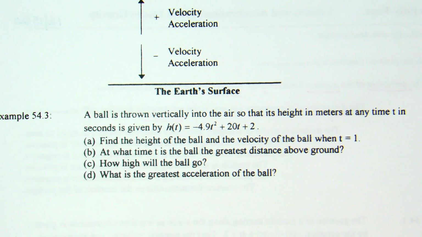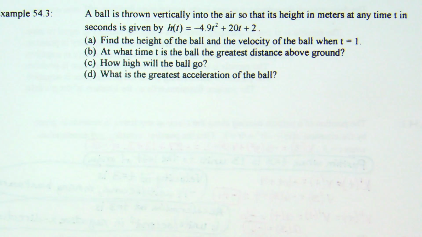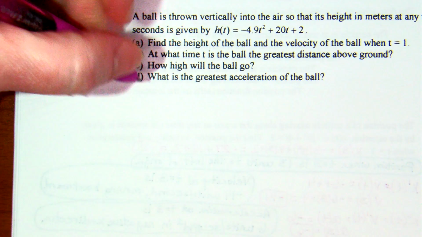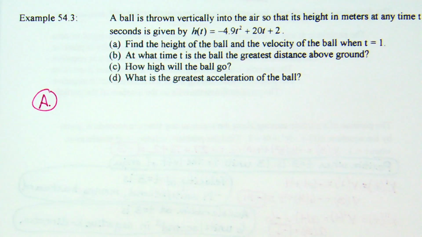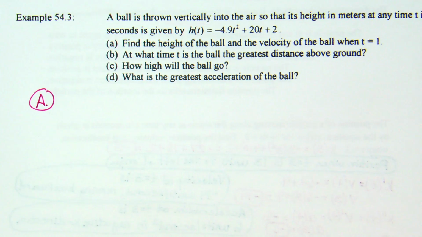Now, our example here, a ball is thrown vertically into the air, so its height in meters at any time t, given in seconds, is h of t equals negative 4.9 t squared plus 20t plus 2. And we get 4 parts. So let's start with part A. Find the height of the ball and the velocity of the ball when t equals 1.